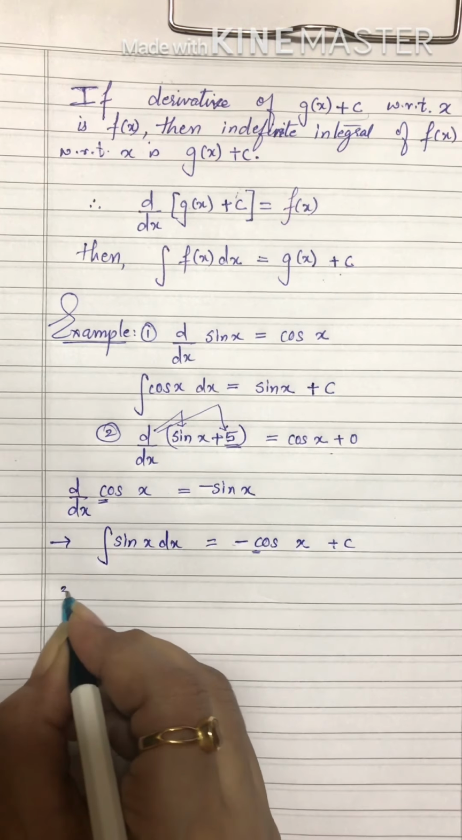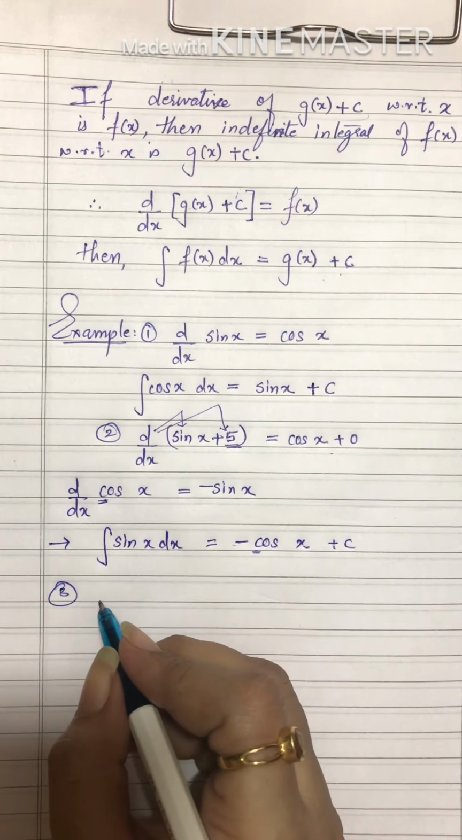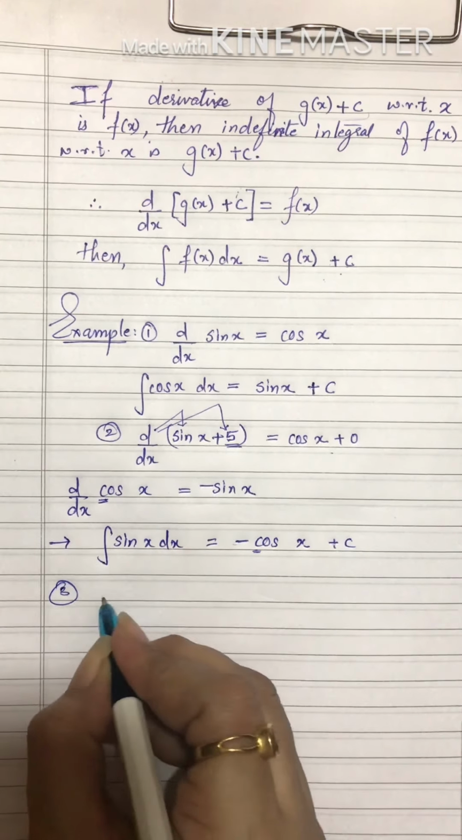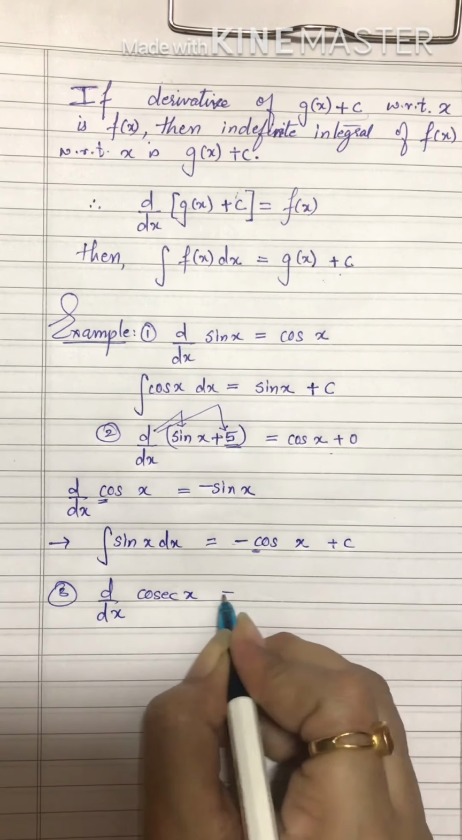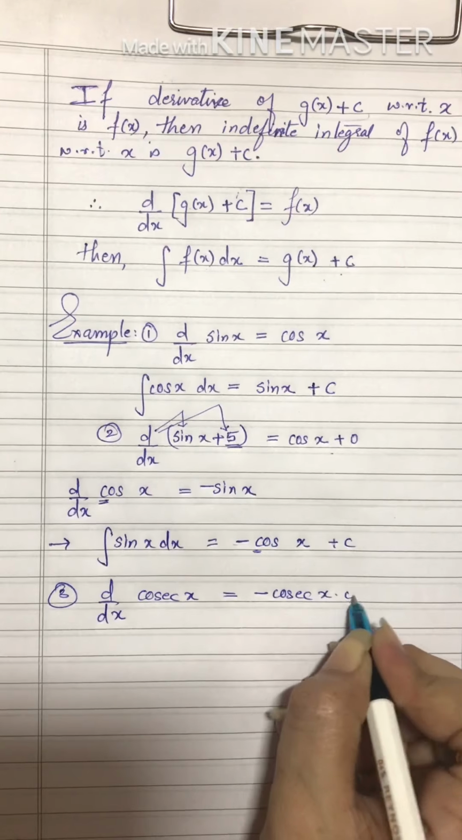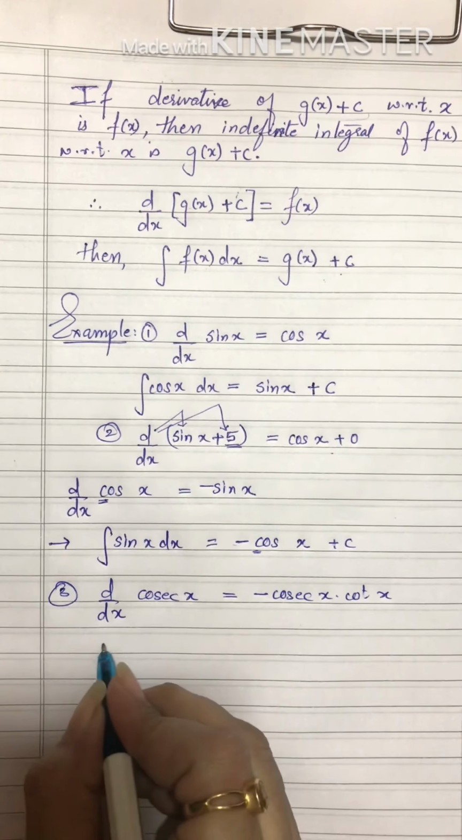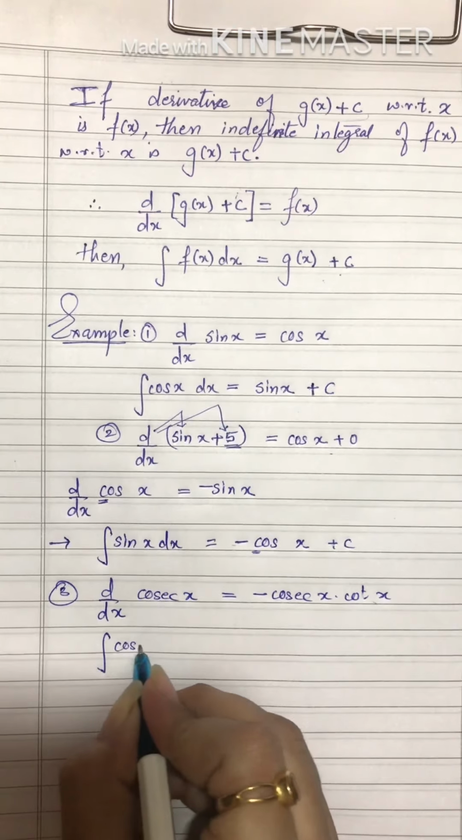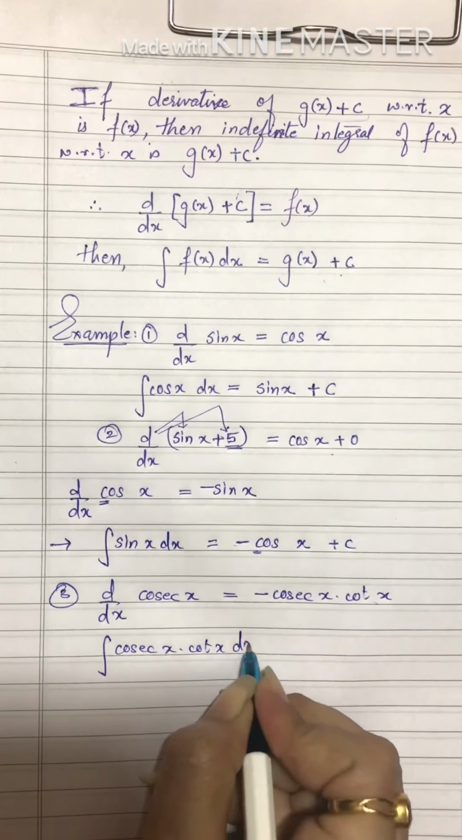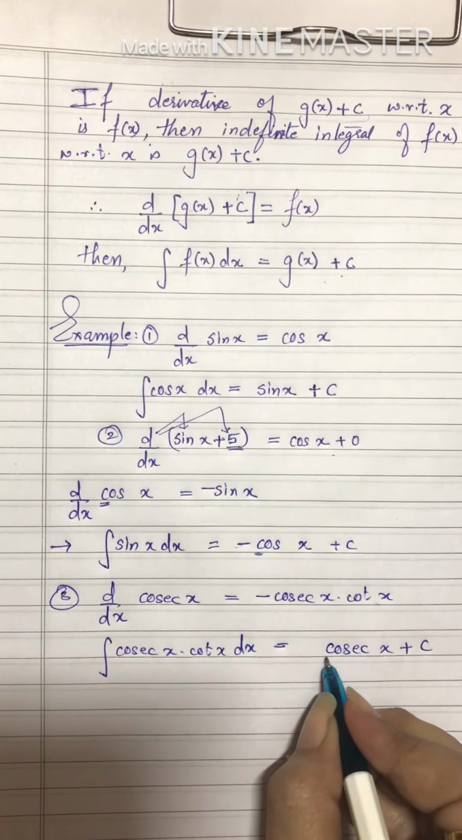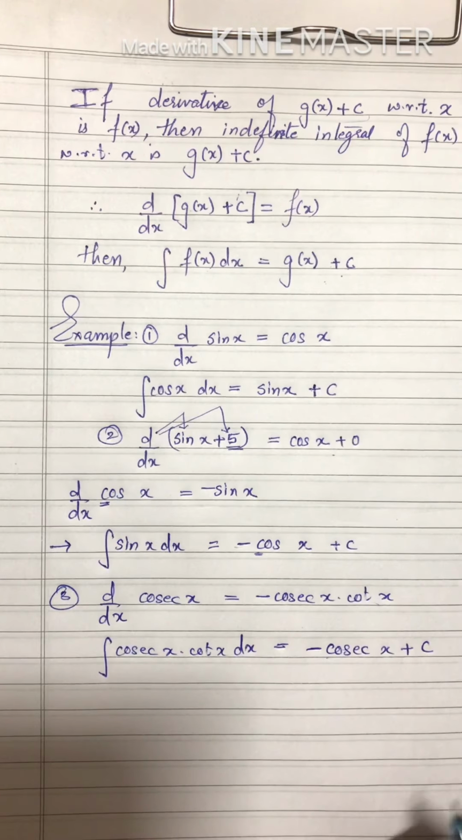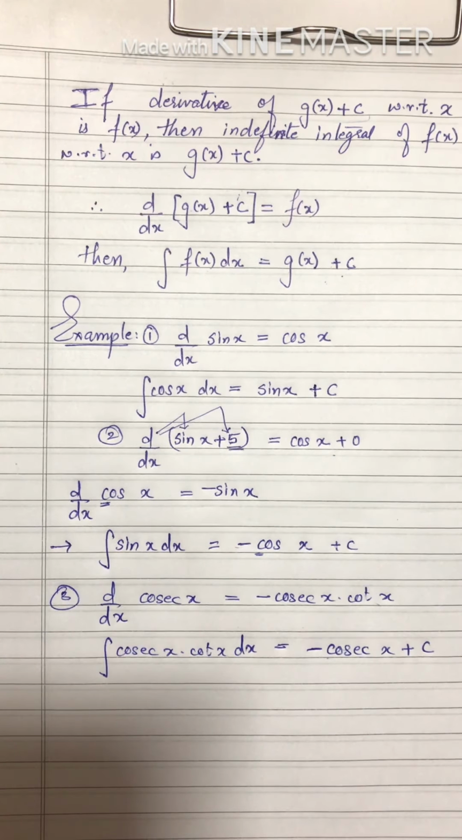I'll use one more formula to explain this. d by dx of cosec x was minus cosec x cot x. So here integration of cosec x cot x, you will get as minus cosec x plus c. See, in the answer you have c, so this is negative. Just check out the list of formulae I have given and you will understand this much better. So let's take sums and start solving them.